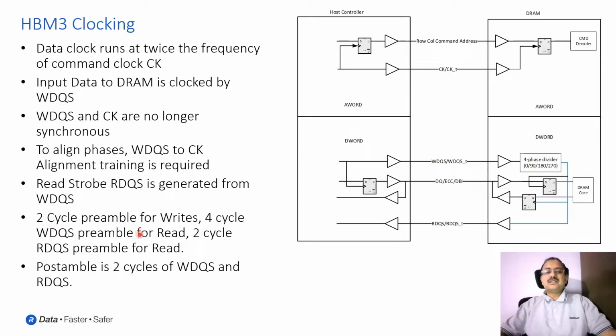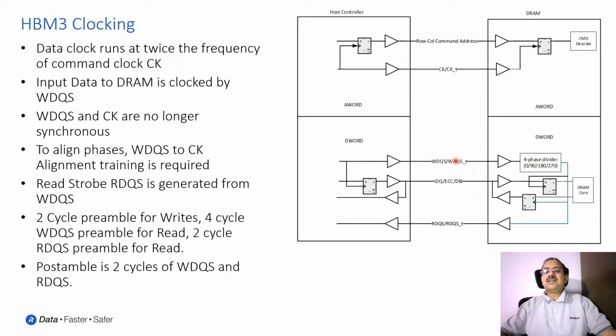what is required is a little bit of extra preamble. In the writes, a 2-cycle preamble is enough because there is no need to regenerate the read strobe. Whereas in the case of a read, the write strobe has to be generated for 4 cycles before the actual read data is ready. So you have a 4-cycle write strobe preamble and a 2-cycle read strobe preamble. The postambles will be the same. So this kind of new clocking structure was done. And in addition to that, a 4-phase divider was added so that the alignment of the write strobe and the CK can be done using a phase detector.